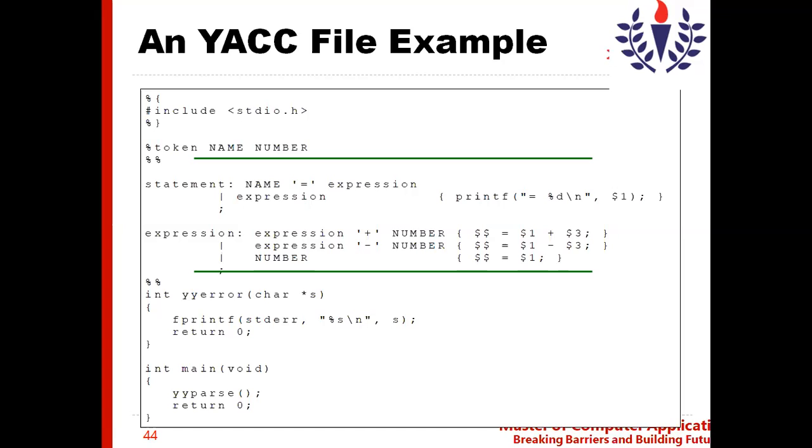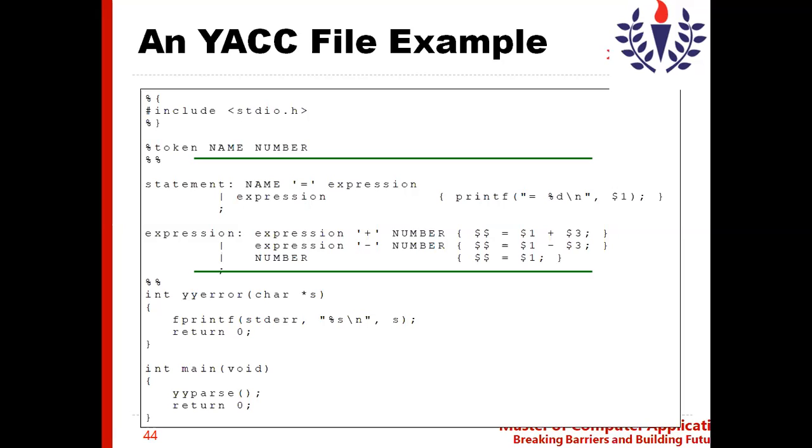Say for example, if you look at the grammar, there are two grammars we have. Statement colon, name equal to expression. So this is one set. In the next line, after the pipe, we have expression. So what it is trying to say is, if you have anything like, say for example, A equal to A plus B, or A is equal to 10 plus 20, if you have some input like this, then it has to be processed by the grammar, matched with the grammar, and it has to say whether it is proper input or not.